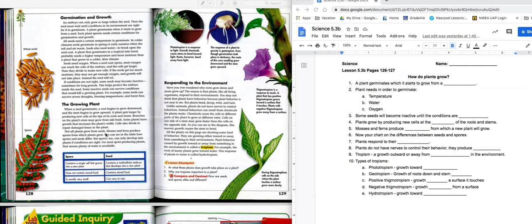Not all plants grow from seeds. Mosses and ferns produce spores. You had that on one of your assignments way back in chapter 1 or chapter 2, where we had talked about the spores that were produced sometimes. You can see in the table how spores and seeds differ, but spores too can only develop into plants if conditions are right. For most spore-producing plants, that means plenty of water is available. We think about mushrooms. Mushrooms produce spores, guys. They like a lot of water. Okay, I wrote down here, know your chart. Here's your chart. What is a spore?